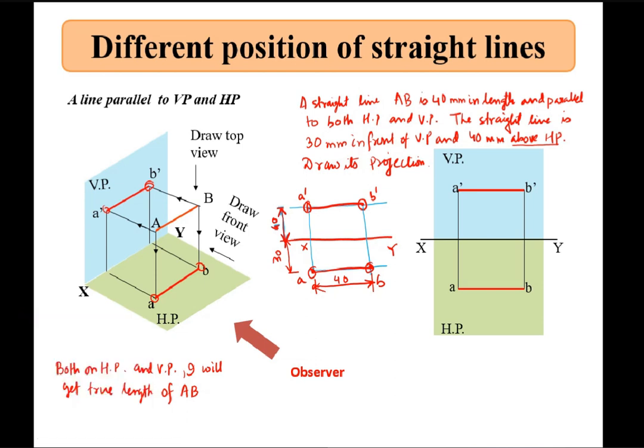So this problem is clear to you? So both on HP and VP, I will get the true length of AB, right? Should I proceed to the next case?